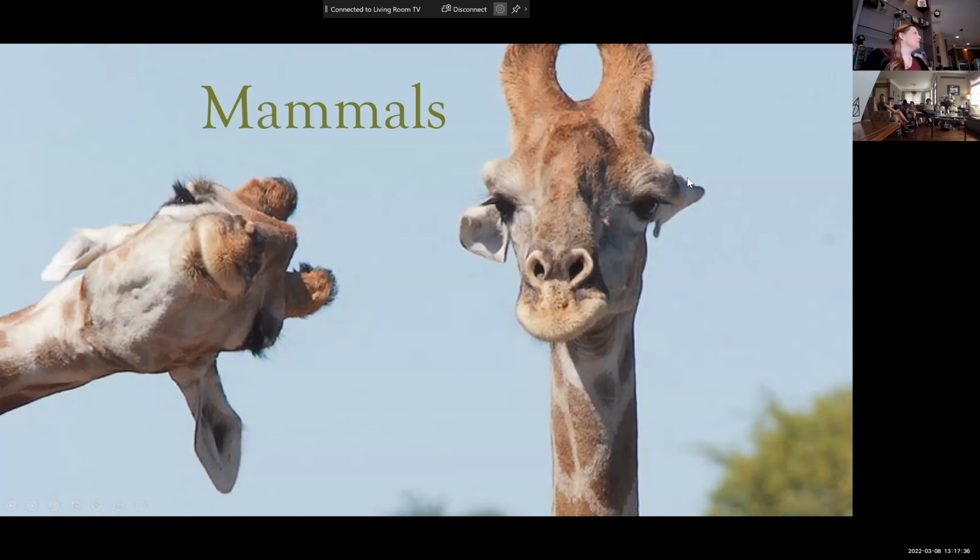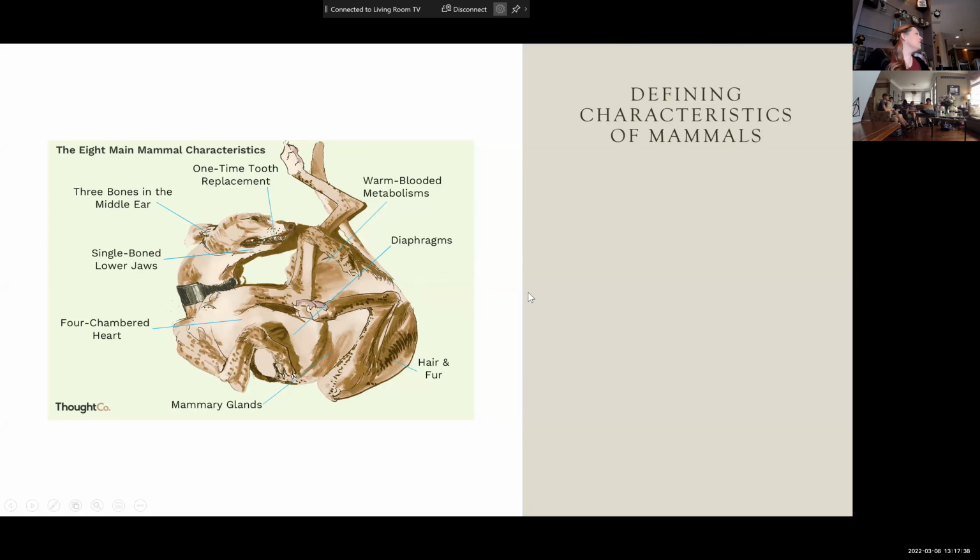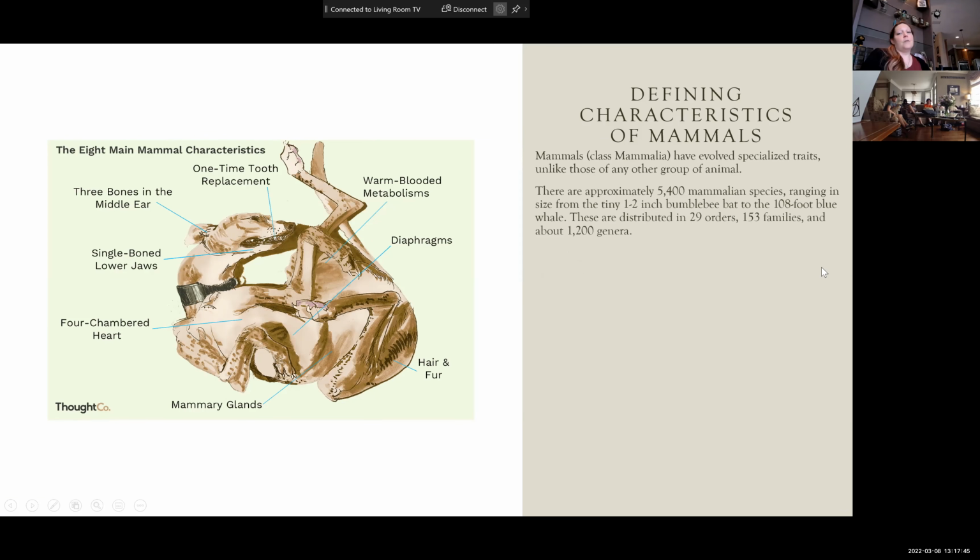Now, mammals. Let's look at mammals for a minute. All right, here are characteristics of animals. Some in this picture, some over here. Love this derpy dog. Great picture. So mammals, there are about 5,400 species. They've got huge differences, like your little 1 to 2 inch bumblebee bat to your 108-foot blue whale. 29 orders, 153 families, 1,200 genera. Remember, genera is your plural for genus, right?